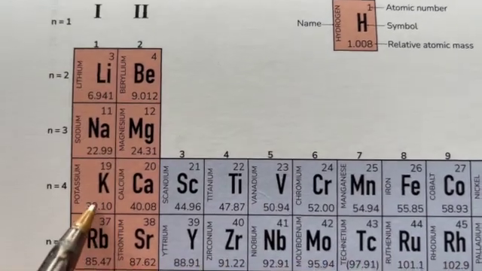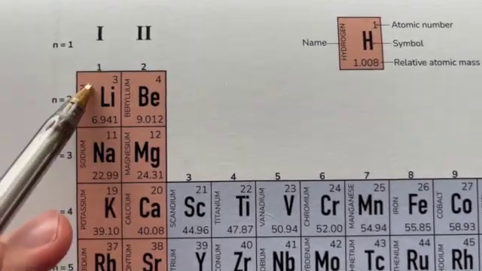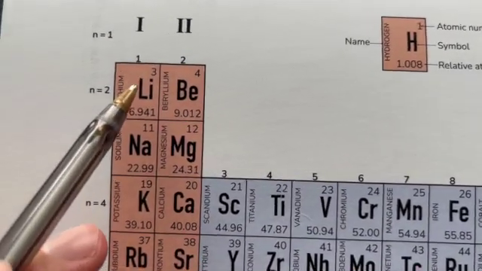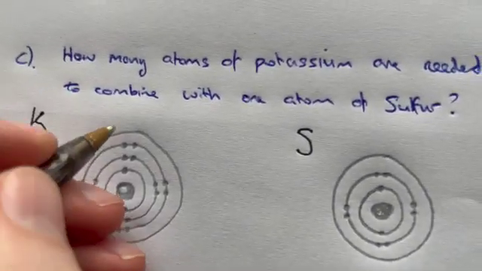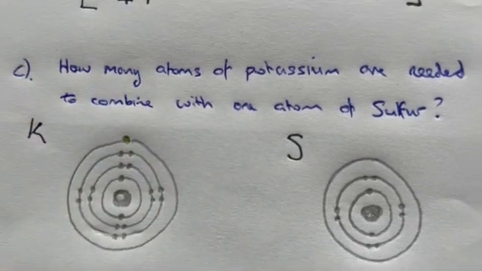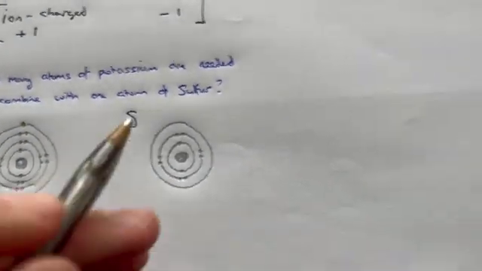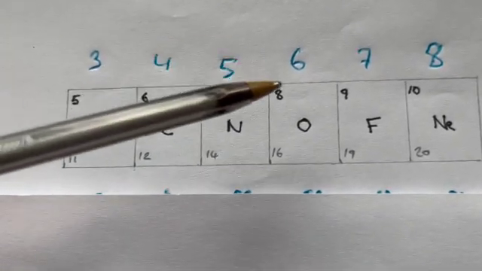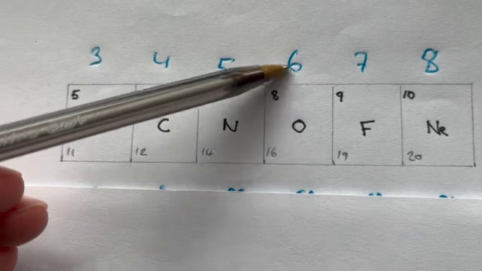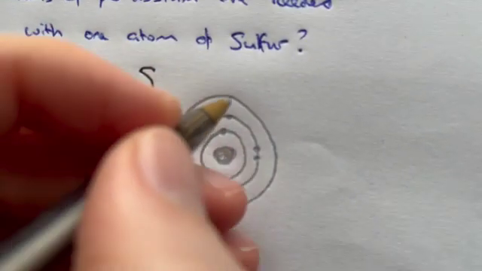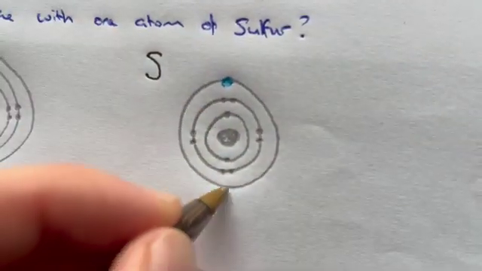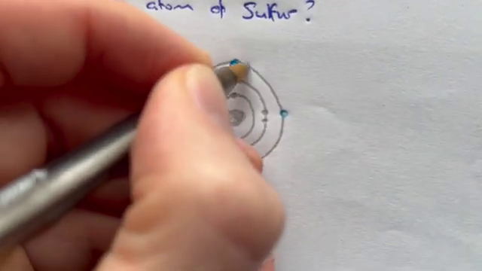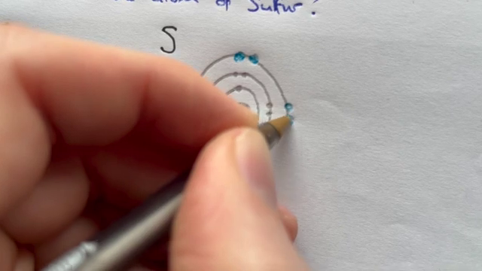I can see here that my potassium is in group 1, underneath the lithium. All the elements in a group have the same number of electrons in their outer shell. So potassium is just like lithium, it has 1 electron in its outer shell. Sulfur is like oxygen, which we learnt up here has 6 electrons in its outer shell. So again, I can just draw my 1, 2, 3, 4, 5, and 6.